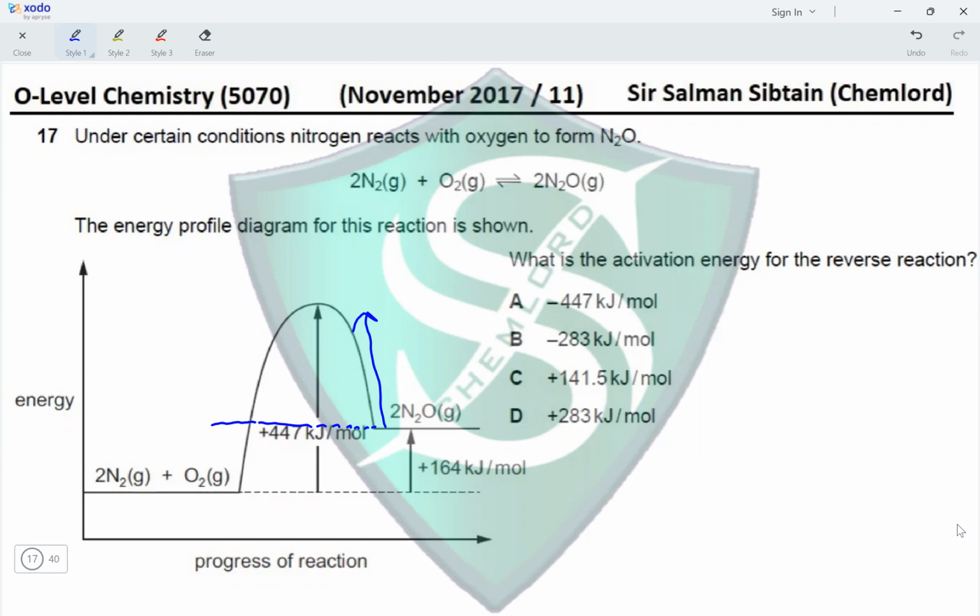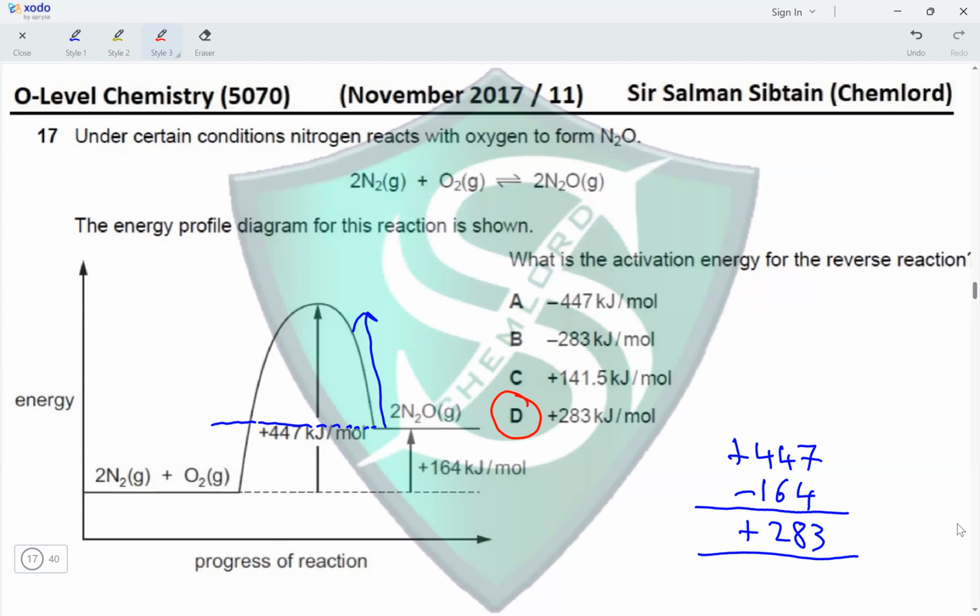So if we have positive 447 as the activation energy for the forward reaction, in the backward reaction, we would have removal of 164 kilojoules per mole of energy because the backward reaction is exothermic. So when we subtract 164 from 447, we are left with positive 283, making option D the correct option for this question. Also, we need to remember that the activation energy, whether it is an endothermic reaction or an exothermic reaction, will always be positive.